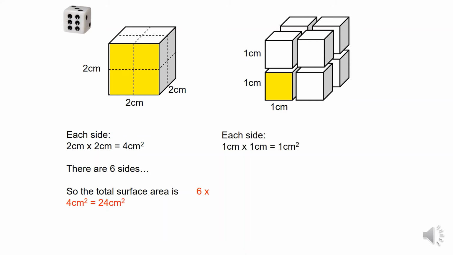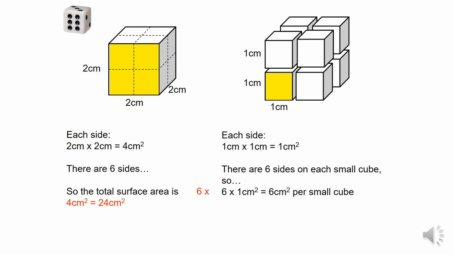So each side that I've highlighted in yellow will be 1 centimetre times 1 centimetre. So that yellow square has a surface area of 1 centimetre squared. There are 6 sides on each of the small cubes, so each small cube will be 6 times 1 centimetre squared and will have a total surface area of 6 centimetres squared per small cube.